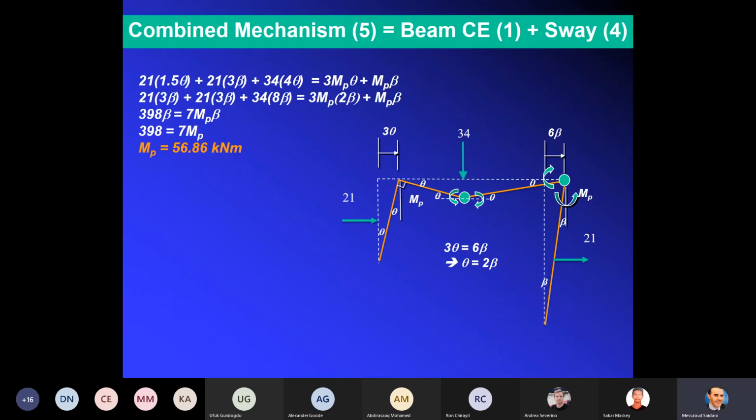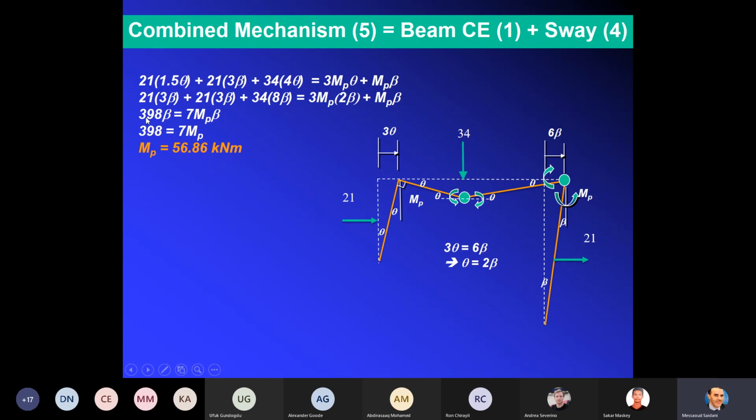Yeah, so we have mp theta, mp theta, mp theta, mp theta, that's 3 mp theta, and mp beta there, okay? All right, now we can substitute everywhere. We can substitute theta by beta if you want. So 1.5 theta becomes 3 beta, plus 21 times 3 beta, plus 4 theta will become 8 beta here. Theta is 2 beta and mp beta, okay?